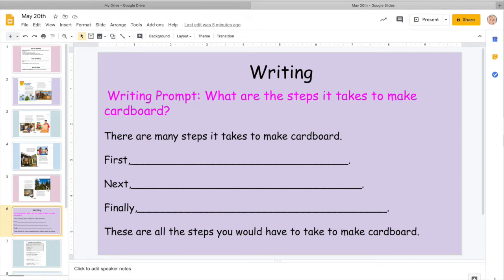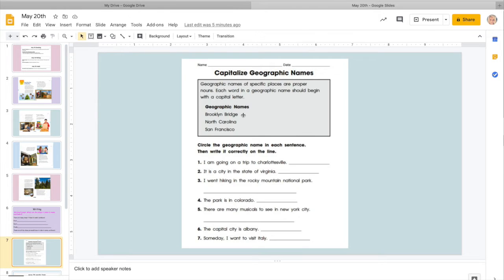After you are done with your writing prompt, you are going to move on to your spelling and grammar, where we are going to capitalize geographic names. Geographic names of specific places are proper nouns. Each word in a geographic name should begin with a capital letter. So as you can see here, these are some really popular geographic names. We have the Brooklyn Bridge, we have North Carolina, and we have San Francisco.